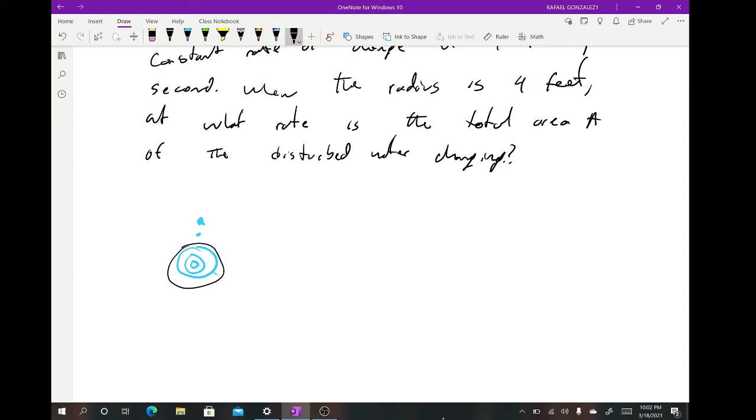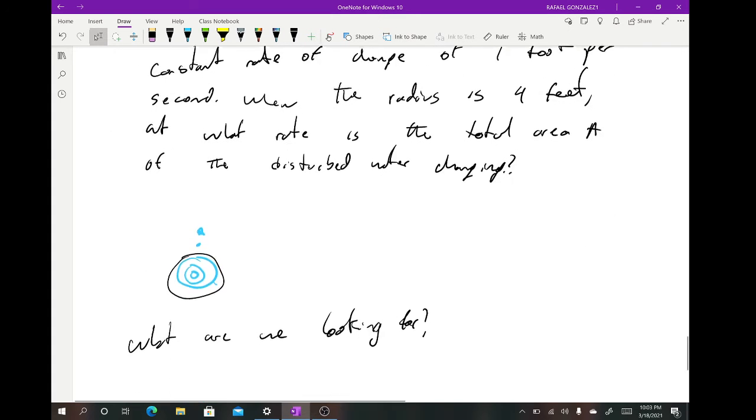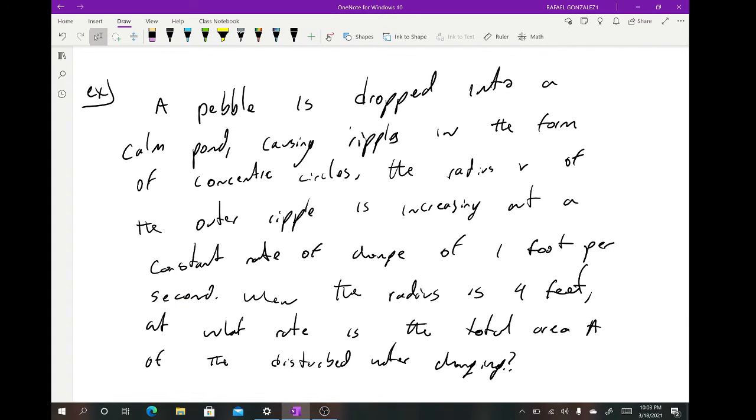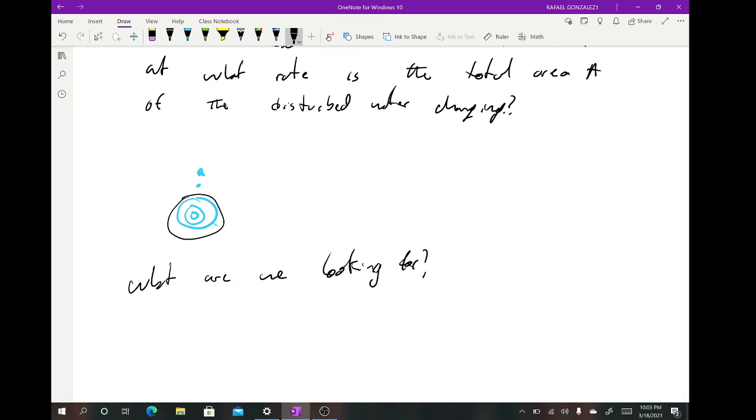So for this particular problem, we're looking for area. So we should ask ourselves, what are we looking for? Because notice we didn't get any equations here. We just have information about what's happening. We have the rate of change of the outer radius is 1 foot per second, and the actual radius being 4 feet. But we don't have any information about what relates the radius to the area.